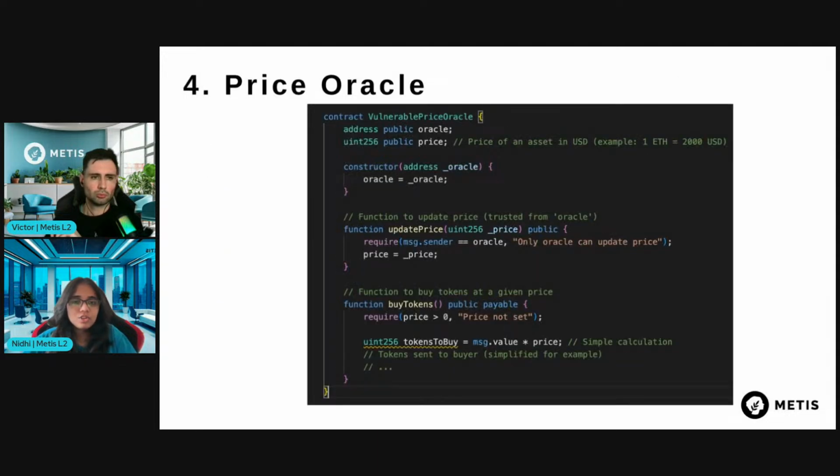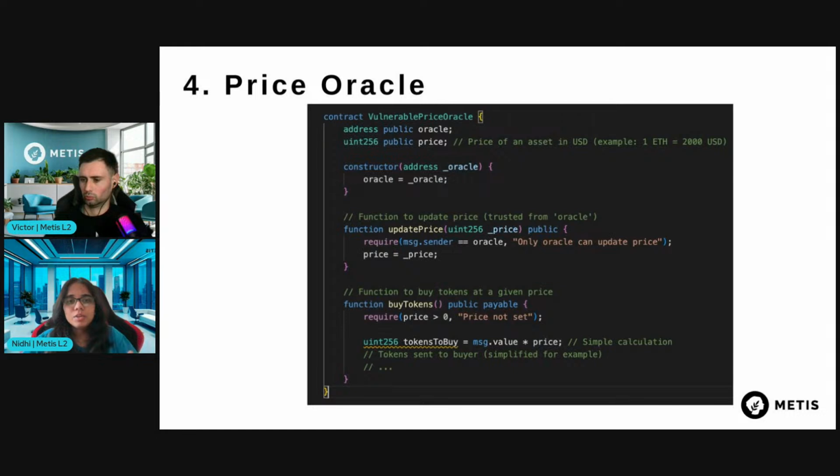Okay, let's check the price oracle. This is again a critical component in many smart contracts, because most smart contracts use price oracles, especially those in DeFi. As important as they are, they can also be a source of serious vulnerabilities if not implemented securely.